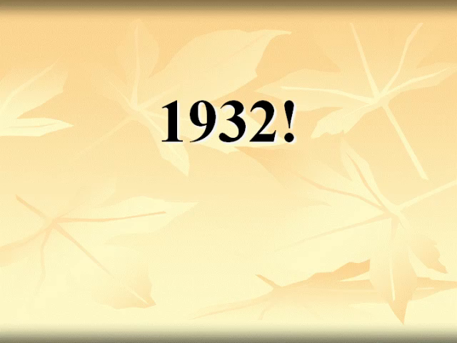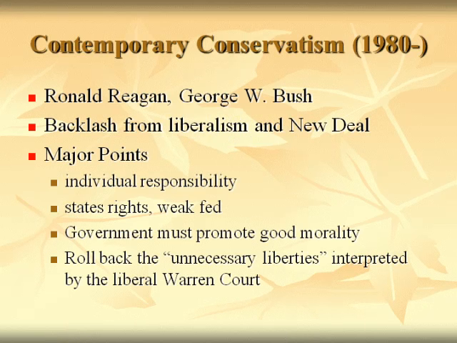1932. Sounds like a pretty important year to me. Okay, so here we're moving into the 1980s. The liberal welfare state, the growth of government got bigger and bigger, and then finally there was this big backlash. People were very discontented with having big and expensive government. So Ronald Reagan gets elected president in 1980, and it's sort of a conservative revolution where he's going to roll back the government. He's going to make it as small as possible.